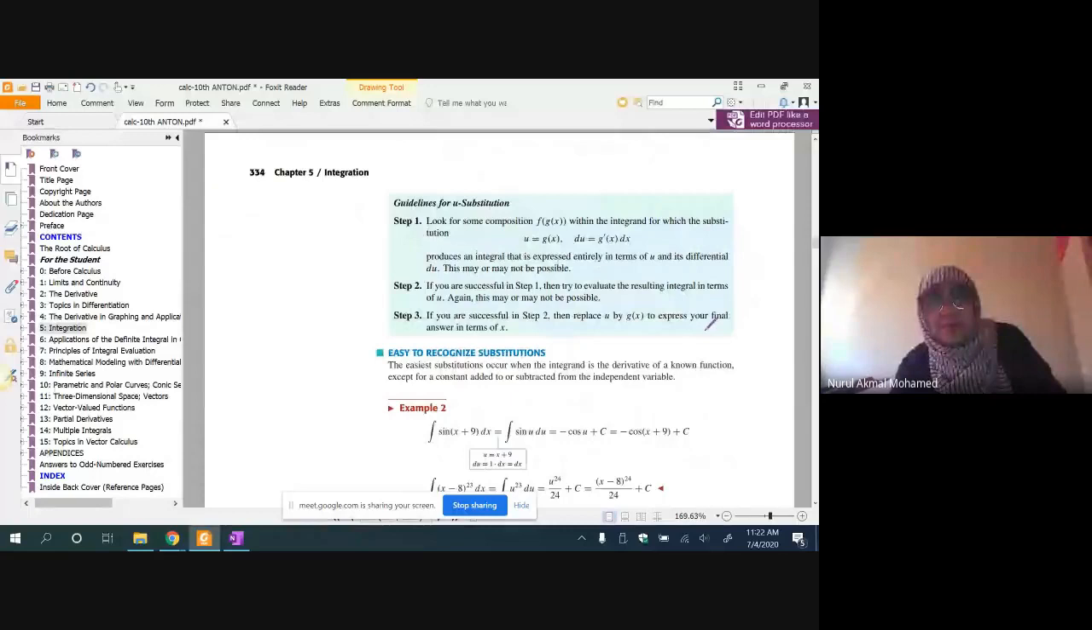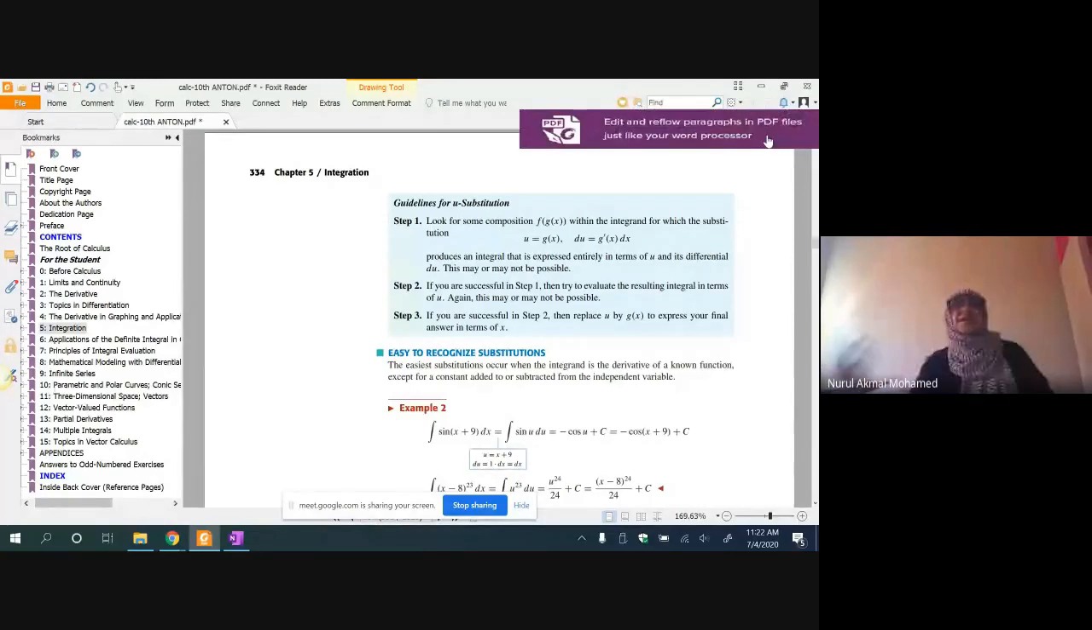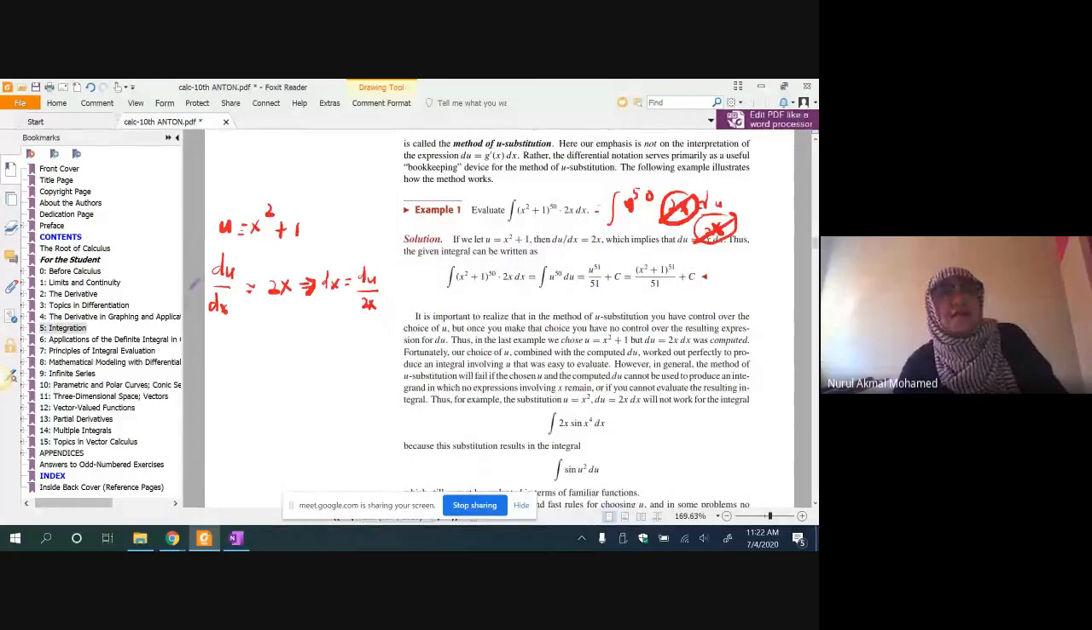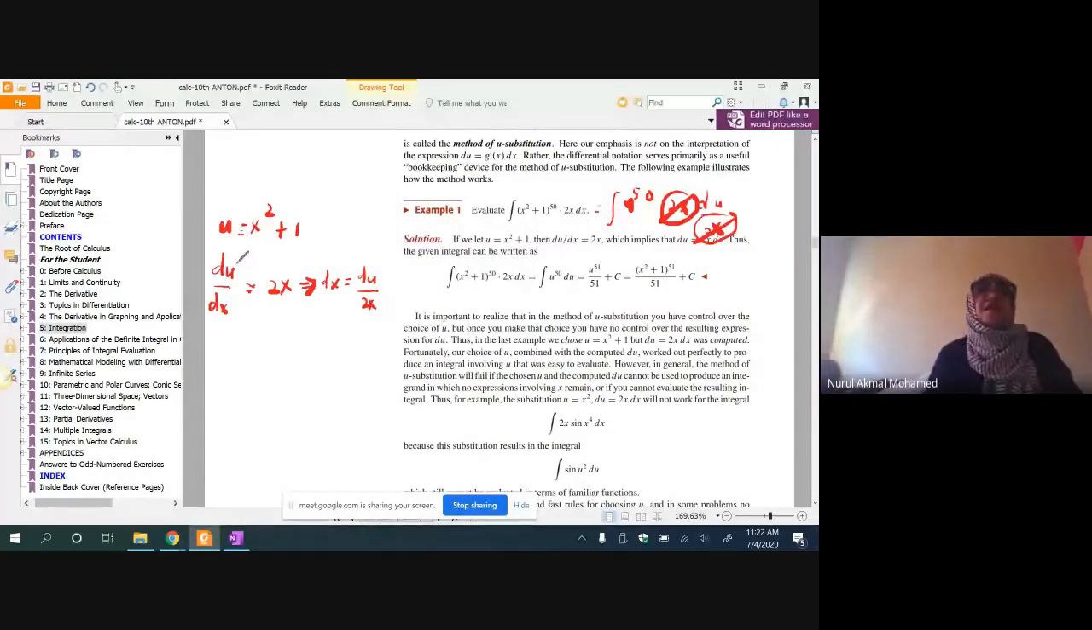Okay, next, guidelines of u substitution. Look for some composition. If you don't know the meaning of this, you just have to try and error, like what I've done before. You try, let's say, u as x squared plus 1 and see if all the variable x can be cancelled out or not. If it can be cancelled out, then continue with the substitution method. If it cannot, then you have to switch to another method.